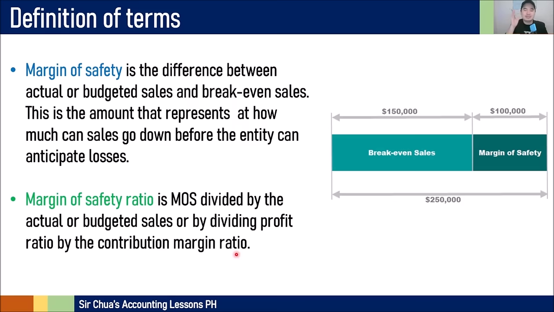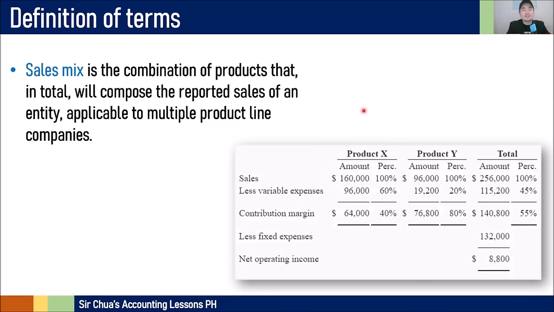Another thing that you need to understand ay yung tinatawag po nating sales mix. Ang sales mix naman po ay nangyayari sa isang company na marami silang products na binibenta. Sales mix is the combination of products that in total will compose the reported sales of an entity, which is applicable to multiple product line companies. Ilang units ba yung nabibenta nila ng product A, product B, and product C? Pag pinagsama-sama natin yun, yun po kasi yung total sales na ng company. So, magko-compute din po tayo mamaya ng analysis natin ng break-even point na paano naman po kung multiple product line po yung meron yung company.